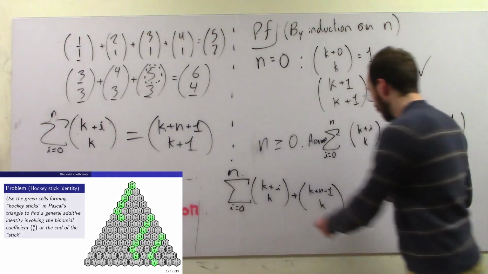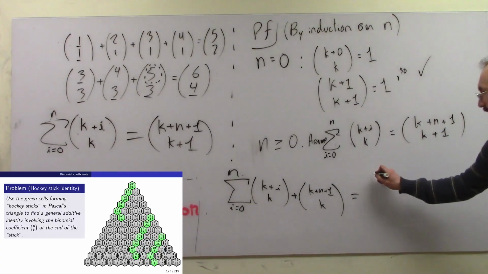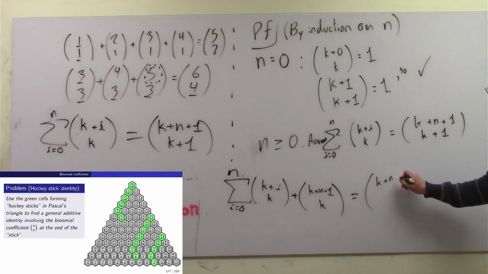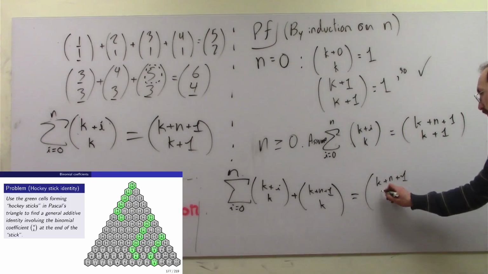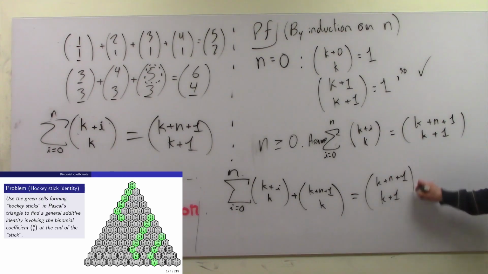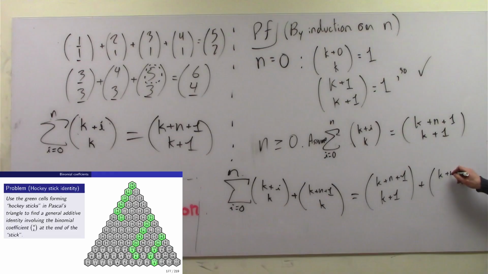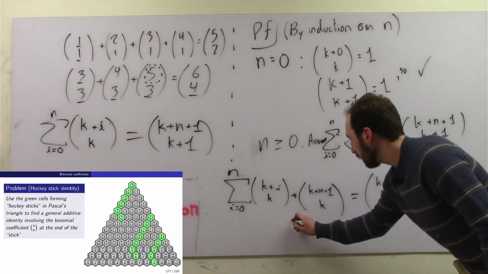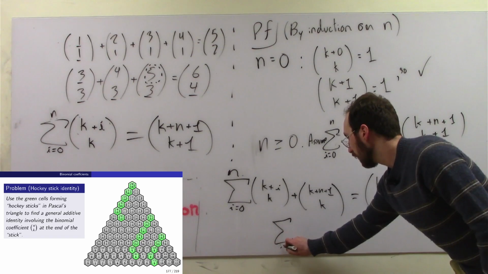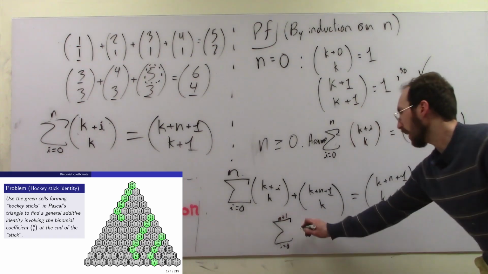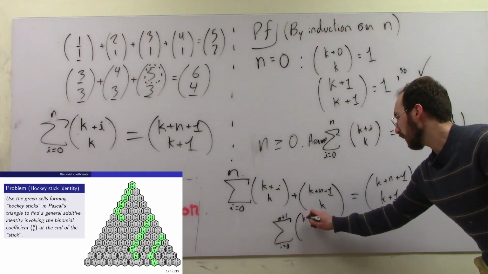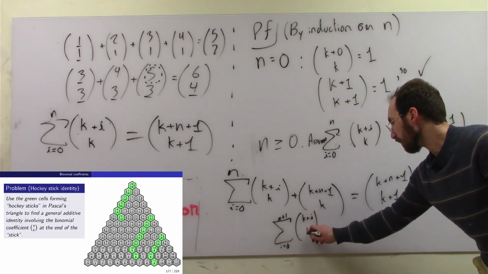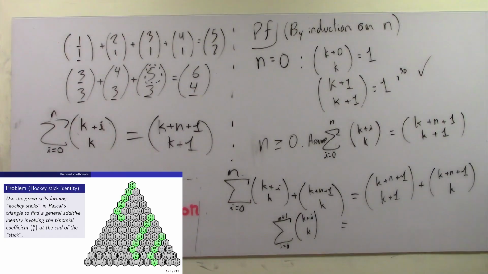And that is going to be equal to k plus n plus 1 choose k plus 1. I added this over here, so I'm going to add it to this side as well. This left-hand side is just the sum going up from 0 to n plus 1, which is what we want.